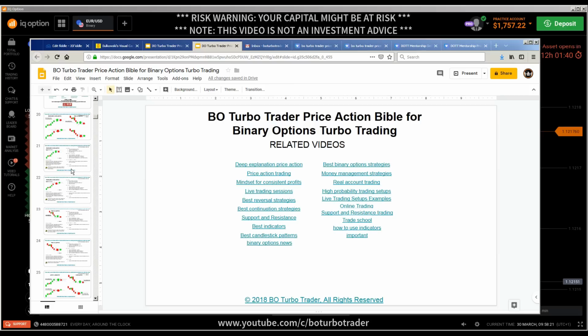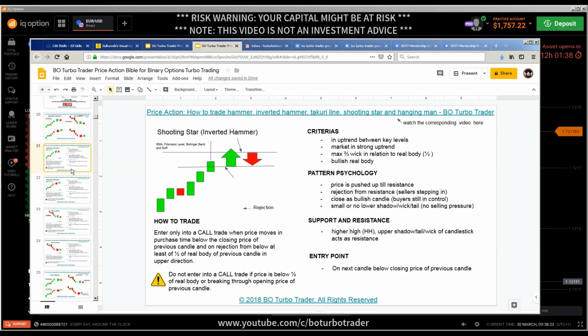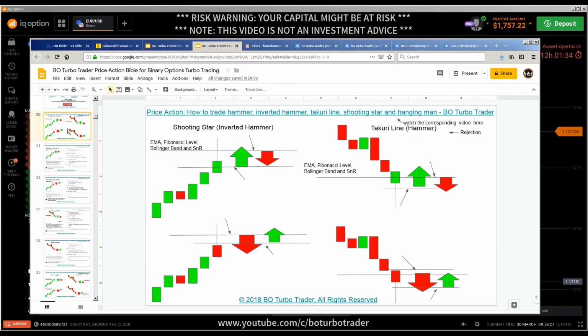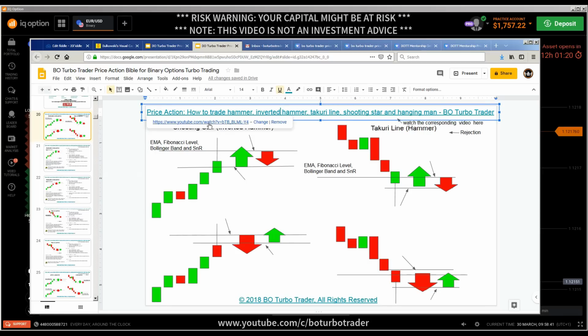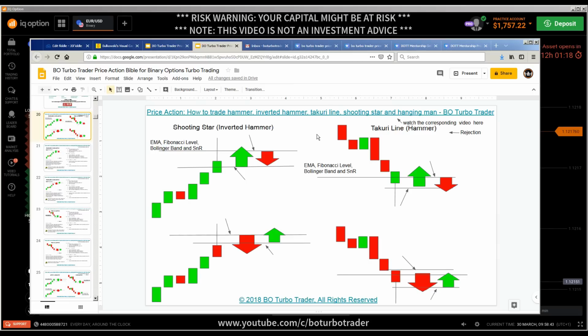So I will show you some kind of candlestick pattern. That is the content of the Price Action Guide, the black one. That is what you get there. And you have to watch the video. You see here, watch the corresponding video, you click on the link above, and then you see the link to the video, and then you can go to the video and watch it. So that is what you can do.